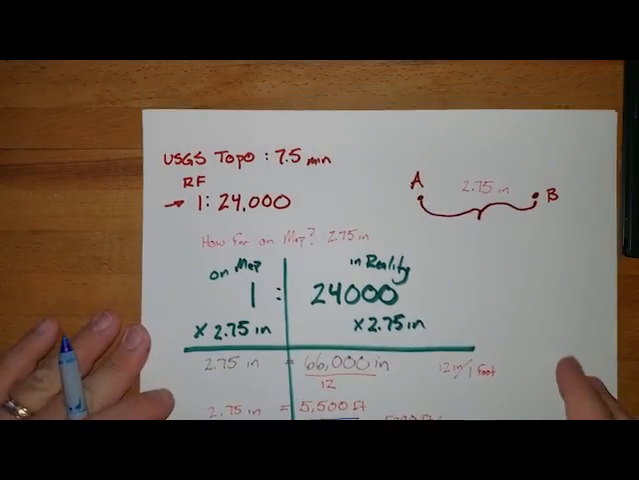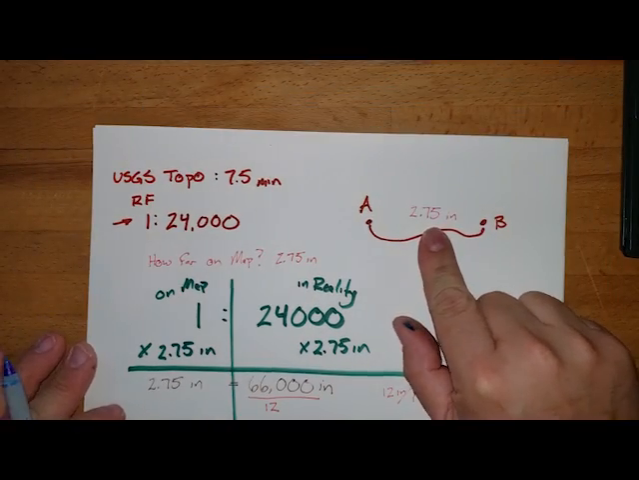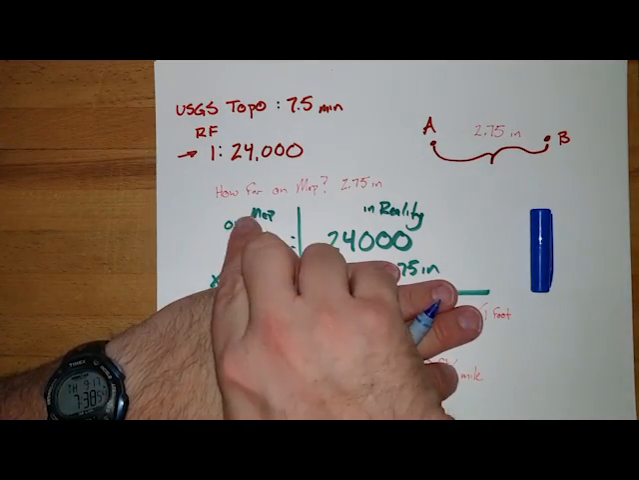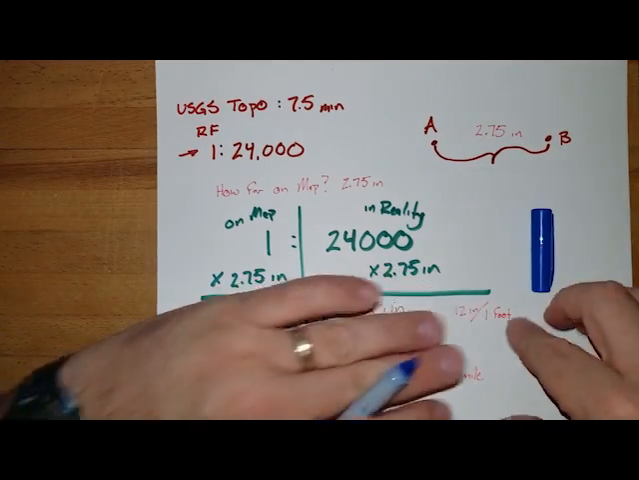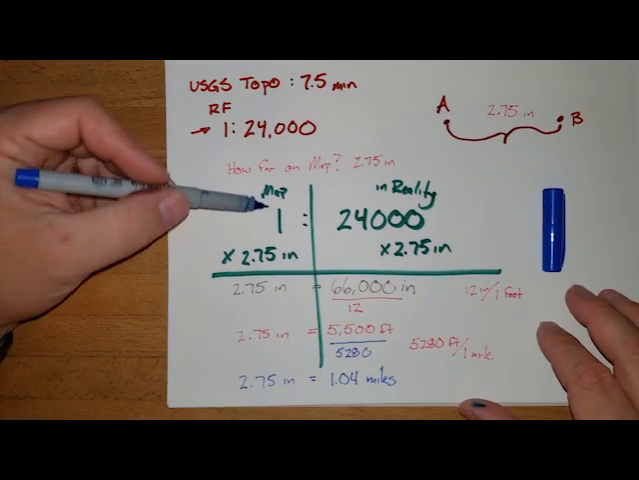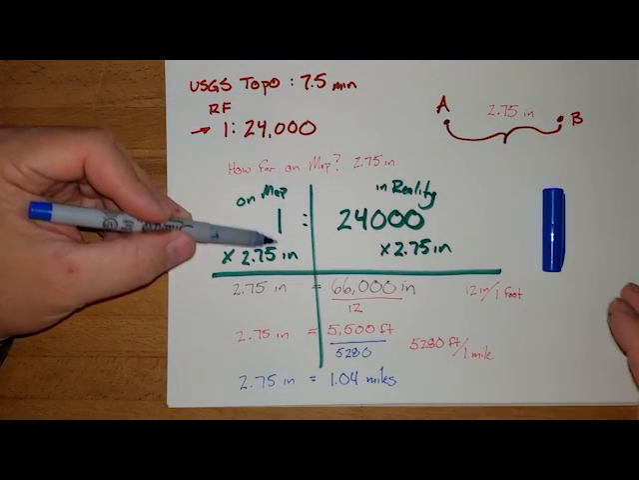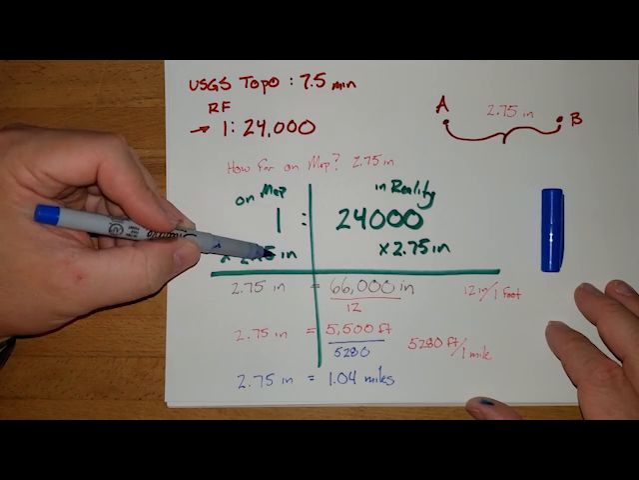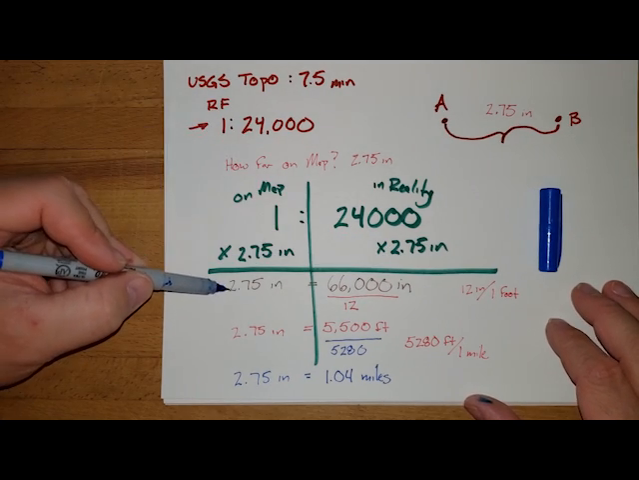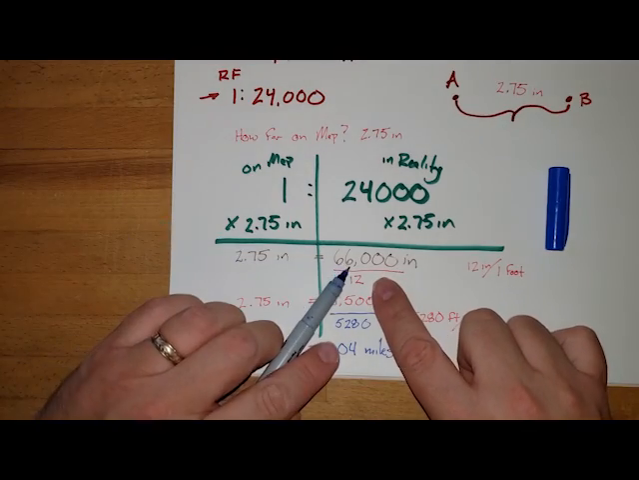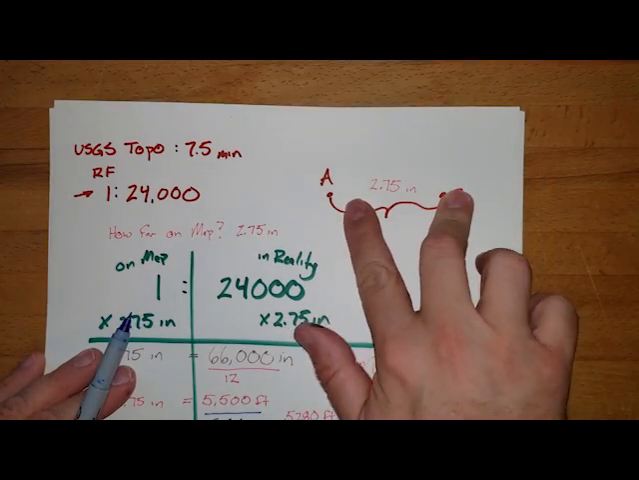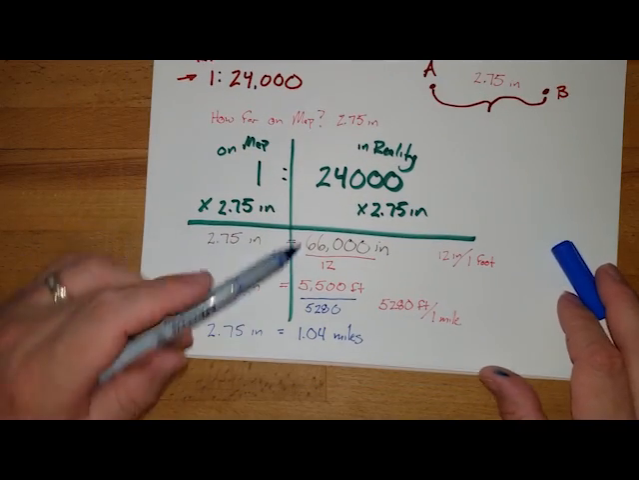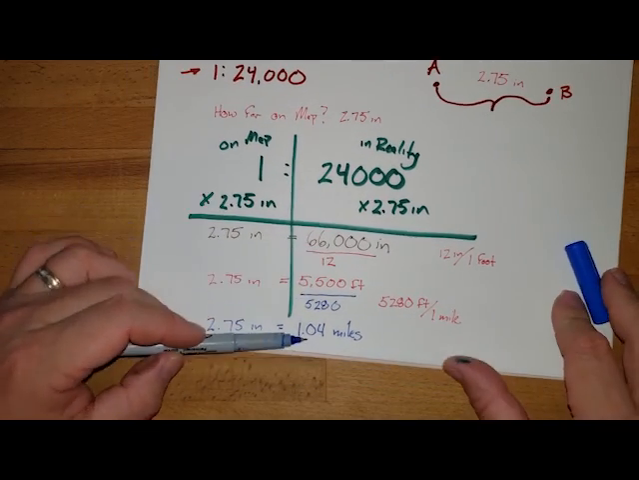All right, so we figured out how far apart it is on the map, and we know our RF scale. I like setting it up like this with 1 on the map is equal to 24,000 in reality. Then we take whatever distance it was on the map, because we don't want 1 and we want units. We're going to multiply it times both of those guys. So times 2.75 inches times 2.75 inches. We get inches to inches. Is that correct? Yes. This distance is equal to 66,000 inches, but sometimes we like to do a little bit of conversion. I like to go inches to feet and then feet to miles.